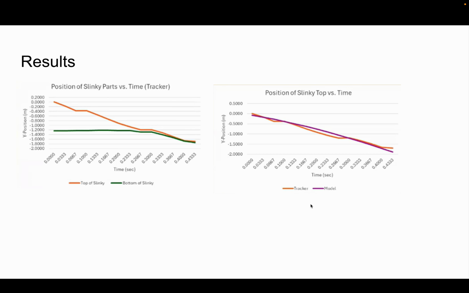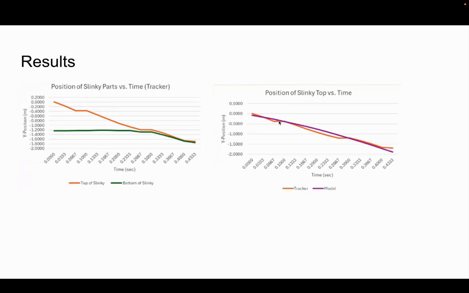Here were some of the results. The green line is the bottom of the slinky, and the orange line is the top of the slinky. This is the observed data, by the way, but you'll see that the bottom of the slinky does stay pretty much the same. There's very slight variation, and again, that's probably due to tracker discrepancy. But you can see the bottom of the slinky stays pretty much the same, and the top of the slinky slowly falls. Around this point right here, where the lines intersect, is where the top of the slinky hits the bottom of the slinky, and they start falling together at the same time.